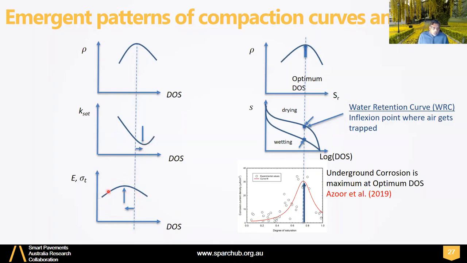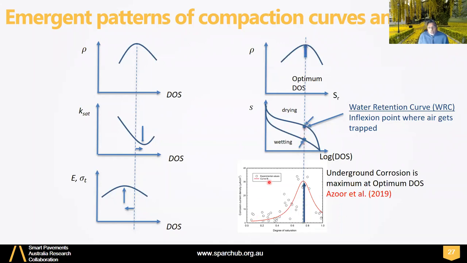However, modulus and tensile strength, modulus is peaked dry of optimum. So dry of optimum, you get the peak modulus and then it drops down again. So modulus has a different shape. And this is the water retention curve. And I will talk about this more later. An inflection point matches with this point.